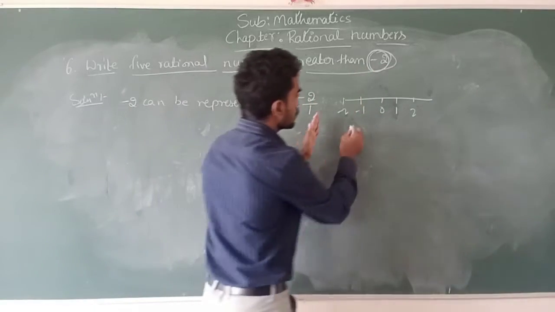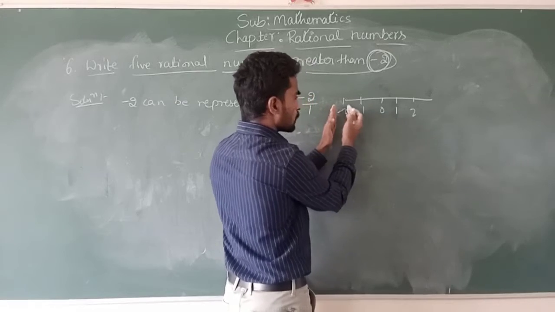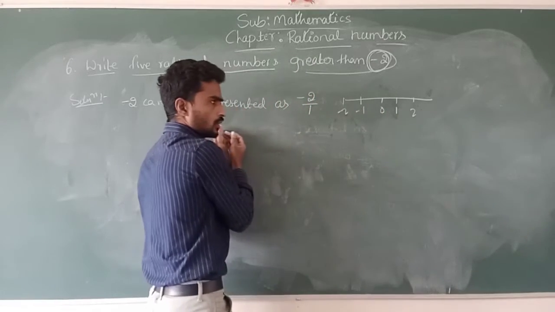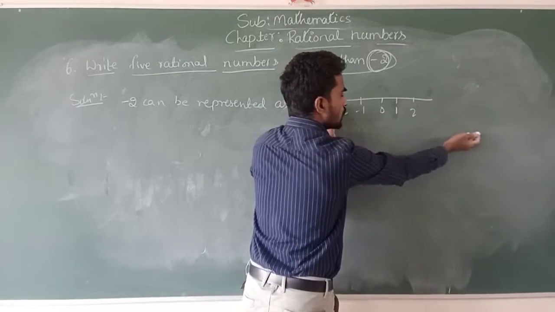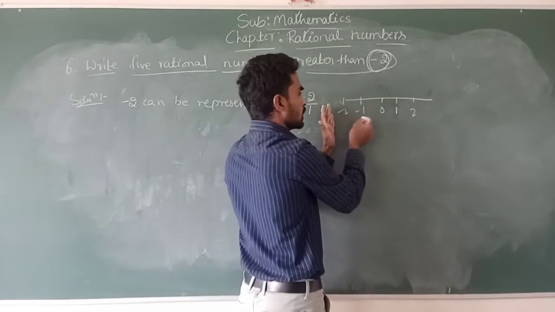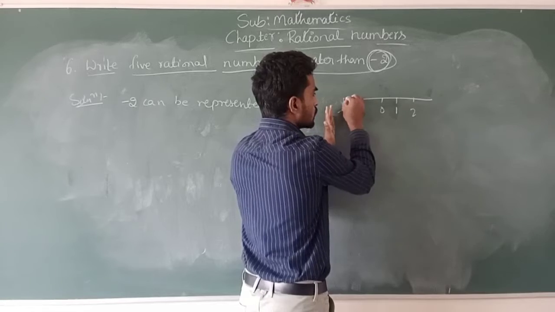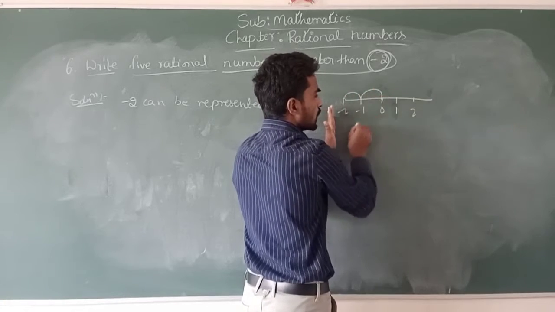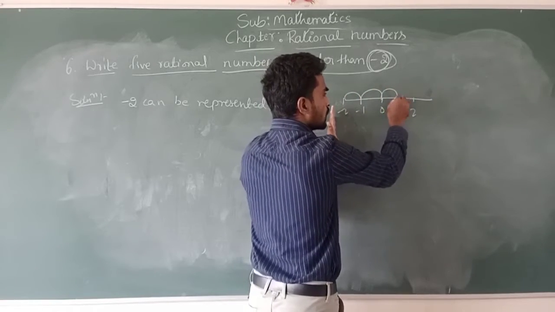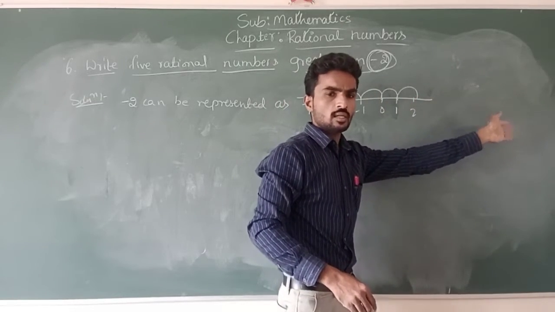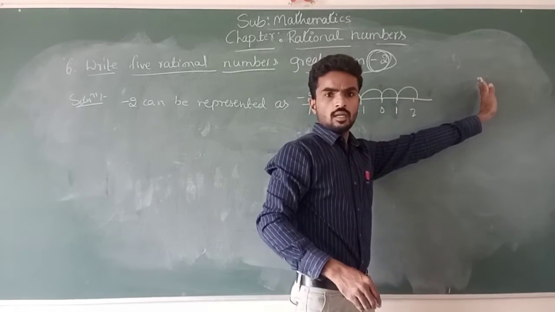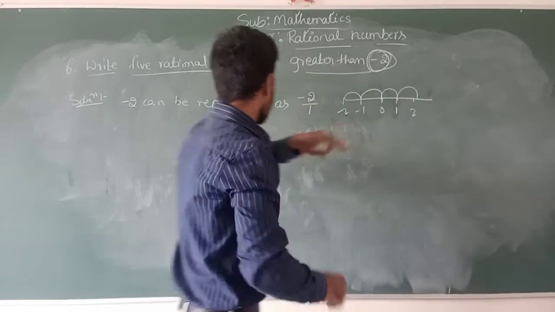Here, observe this number line. If you are going to left side to the 0, the numbers are smaller. If you are going to right side to the 0, then the numbers are greater. Here, -1 is greater than -2, 0 is greater than -1, 1 greater than 0, 2 greater than 1, like that. That goes to right side. The numbers are in increasing order.